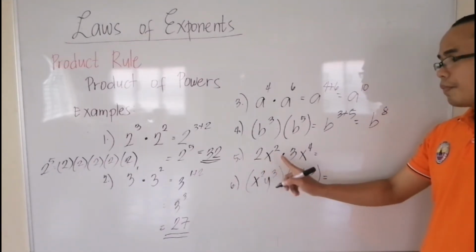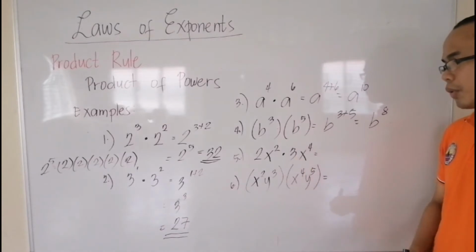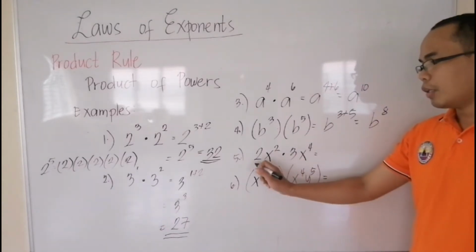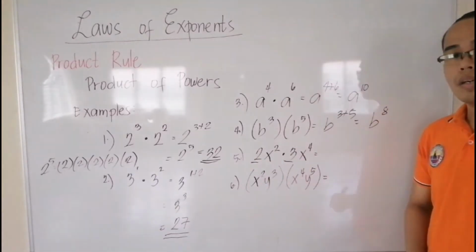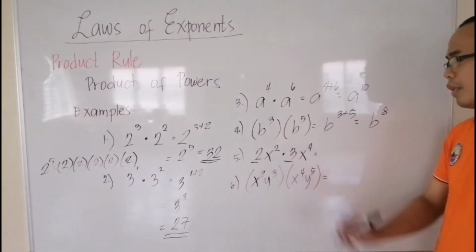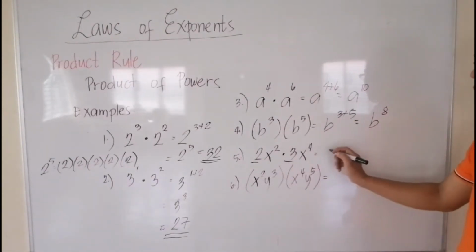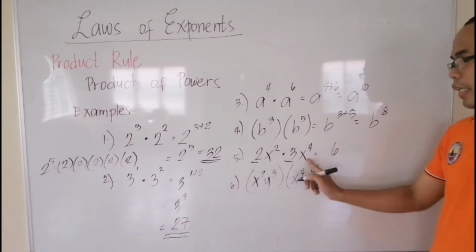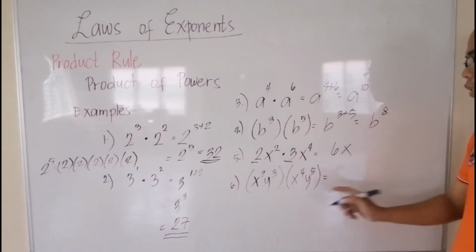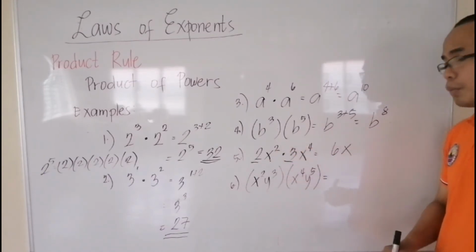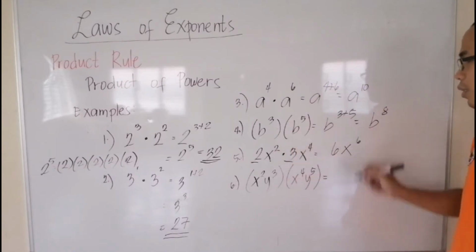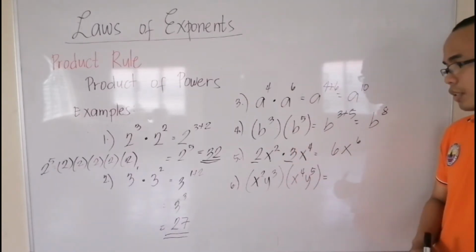Okay, how about number 5? 2x squared times 3x raised to 4. So kapag ito example natin, multiply natin yung mga constant. 2 times 3, we have 6. Then copy natin yung base. Then add natin yung exponent. 2 plus 4 is equal to 6.